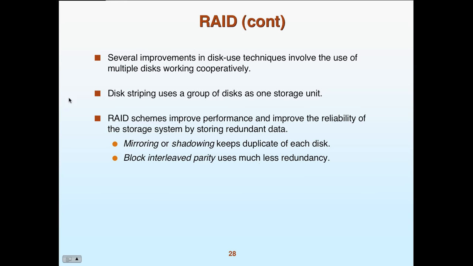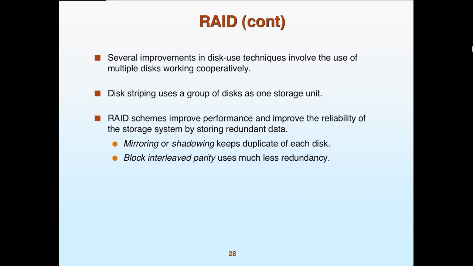The disk striping uses a group of disks as one storage unit. So RAID schemes improve performance and improve reliability of the storage system by storing redundant data. You can also have what's called a mirrored disk. A mirrored disk is nothing more than an image that's copied on multiple hardware. So it's mirrored, and each time you update it, it has to get updated everywhere, so the mirror gets updated as well.